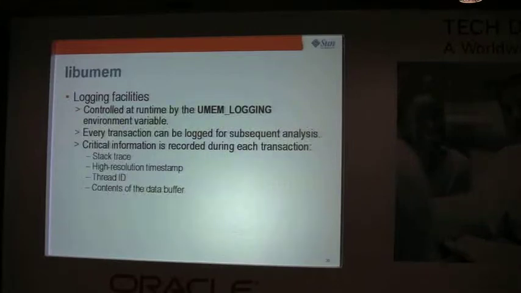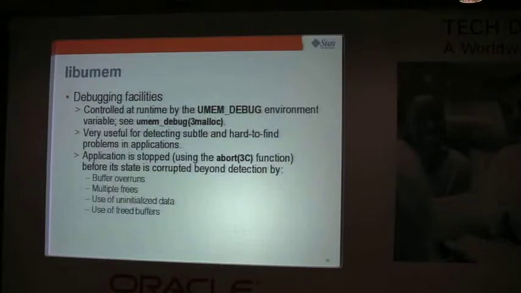Critical information for each transaction that you can get: stack traces, high resolution timestamps, thread ID. And you can set different levels of how much data you actually want to log. If you want to log everything, you can know exactly what microsecond it was accessed, exactly from where, and what data, and so on and so forth. So you can get a lot of information.